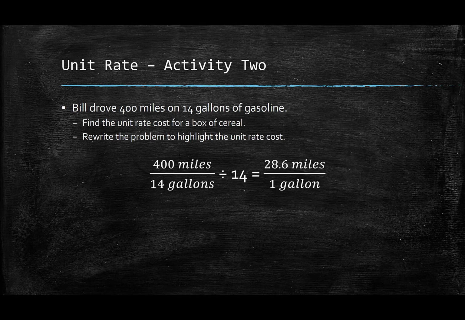To make this a unit rate, we'll need to divide the numerator and denominator by 14, our denominator value. This gives us our unit rate value of 28.6 miles per gallon. Using this information, we can rewrite our opening statement. The car traveled 28.6 miles per gallon of gasoline.